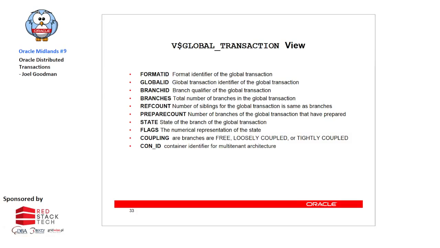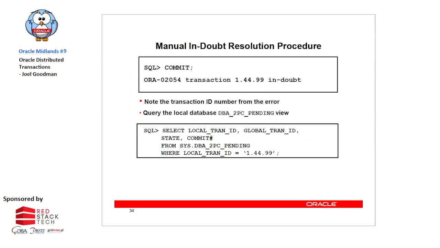$V global transaction, which was a later view, shows you all global transactions that are currently visible. Okay, which branch it is, how many branches are there, what's the state of the transaction. This is more useful, I think, in XA if you're using heterogeneous distributed recovery or distributed transactions rather than just Oracle database instance to Oracle database instance.